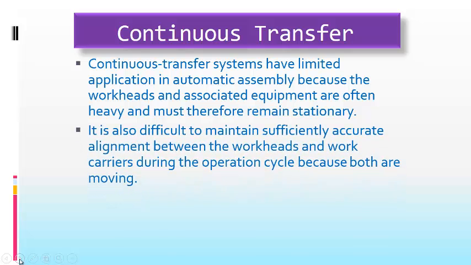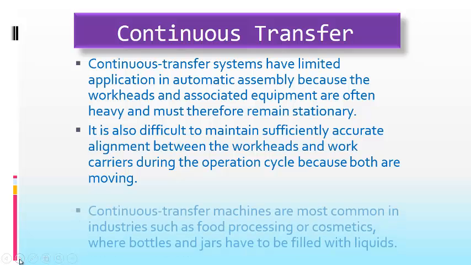It is also crucial to maintain sufficiently accurate alignment between the workhead and the work carrier during the operation cycle, because both are moving. And this is another problem. If the workhead is moving and the work is moving, even if they stop at some stage to make the assembly operation, it is still difficult to have accurate alignment when the component is placed on the assembly.